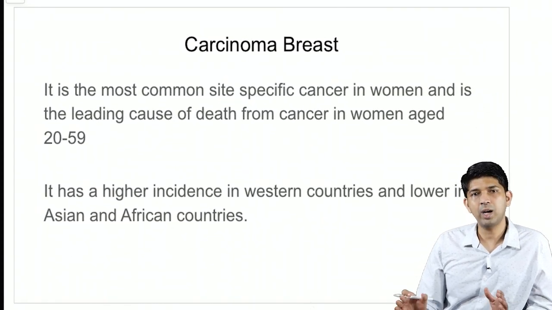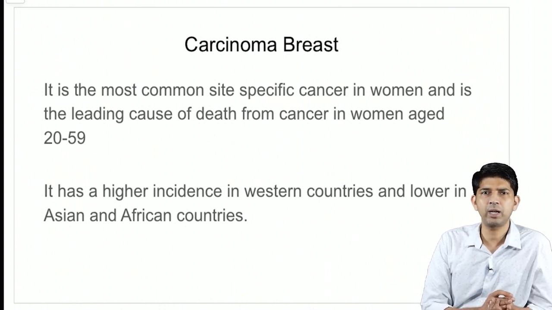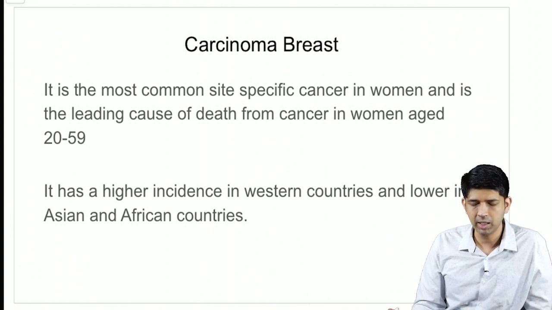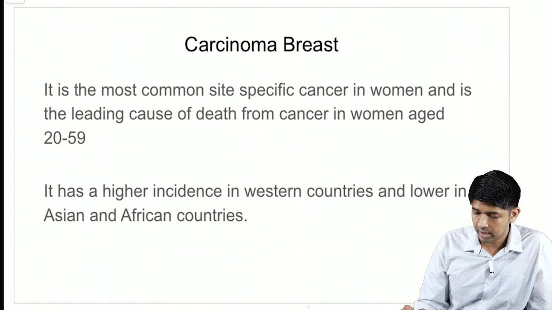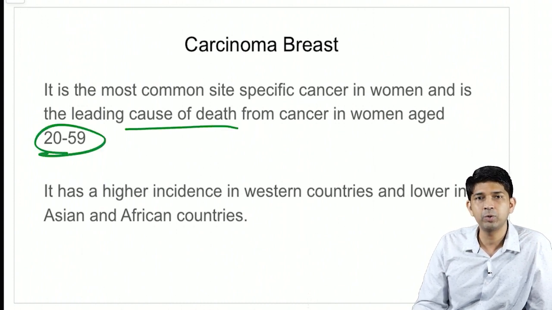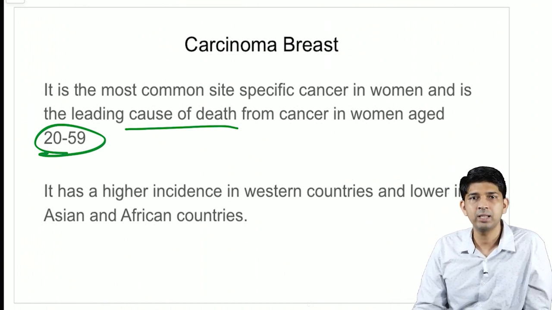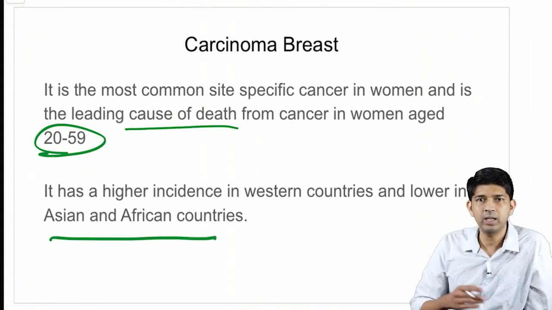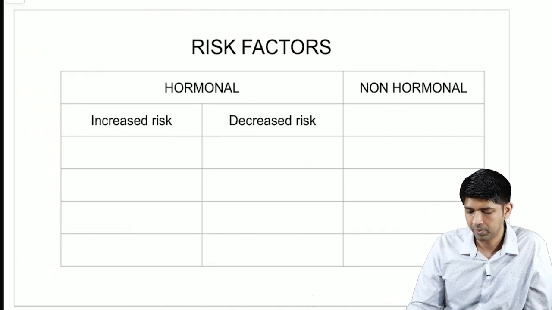Now, coming to carcinoma of the breast proper, an introduction into the topic, you need to know about various risk factors, the etiology and how they present, or the symptomatology of CA breast. Now, it's the most common site-specific cancer and most common leading cause of death in age group between 20 to 60 years of age. Even now, the incidence is higher in the Western population, and we'll understand why that happens, and lower in Asian and African countries. That is, in India, it is slightly lower when compared to the Western population.